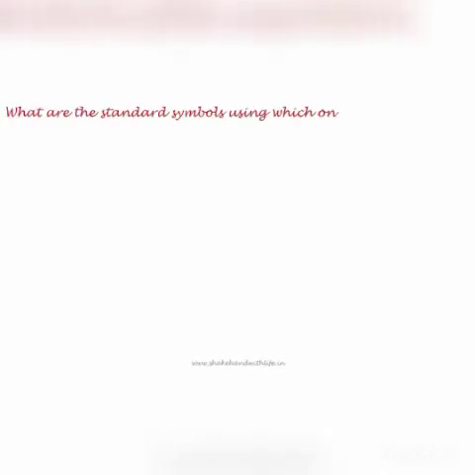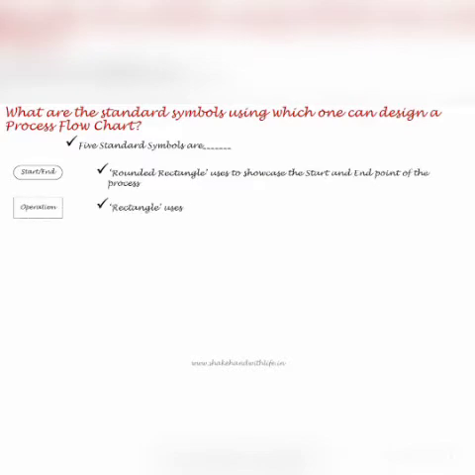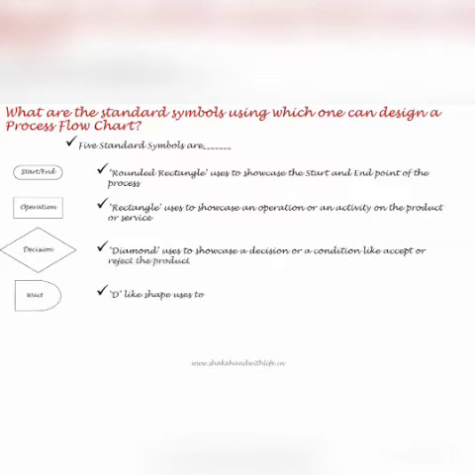What are the standard symbols that can be seen in the process flow chart? First, there are five standard symbols. An oval or rounded rectangle is used to showcase the start and the end point of the process. Next, a rectangle is used to showcase an operation or an activity on the product or service.